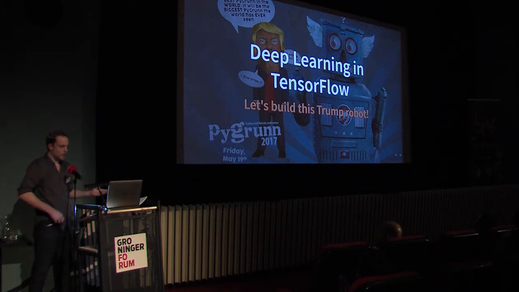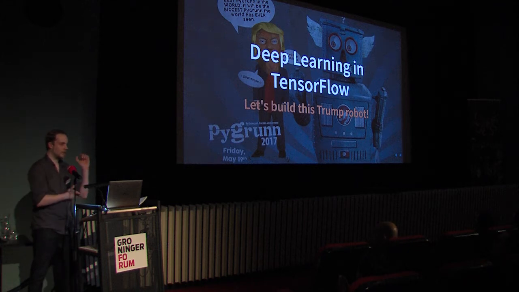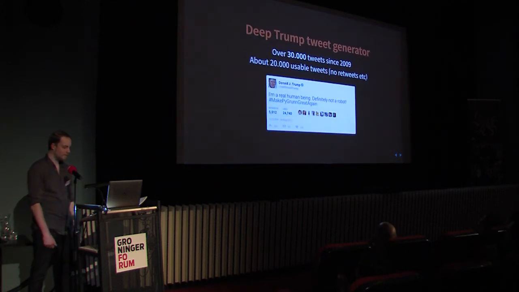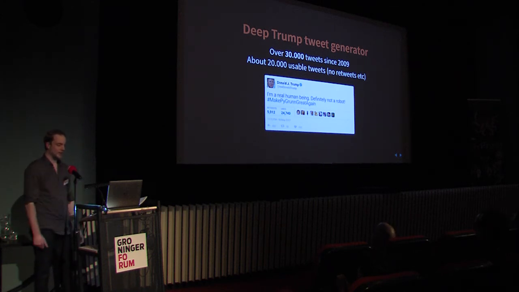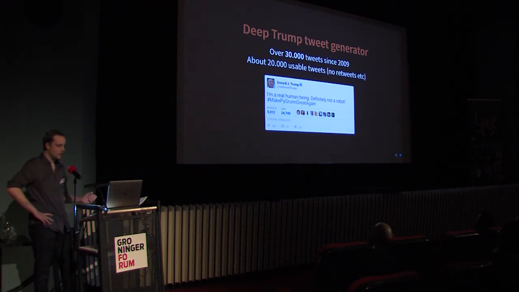But again, we're doing deep learning, so we need a lot of examples. And where do you get a lot of examples of Donald Trump talking? Well, yeah. This guy produced 30,000 tweets since 2009. And I filtered out stuff like retweets and mentions and that kind of stuff. But we still have 20,000 usable tweets. So that should be enough for a nice toy example, right?